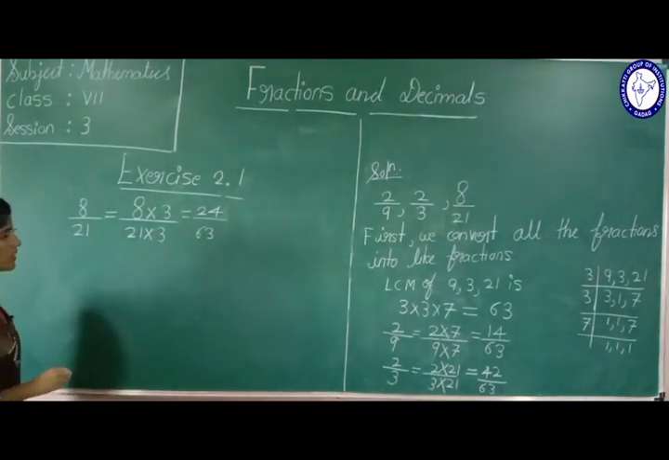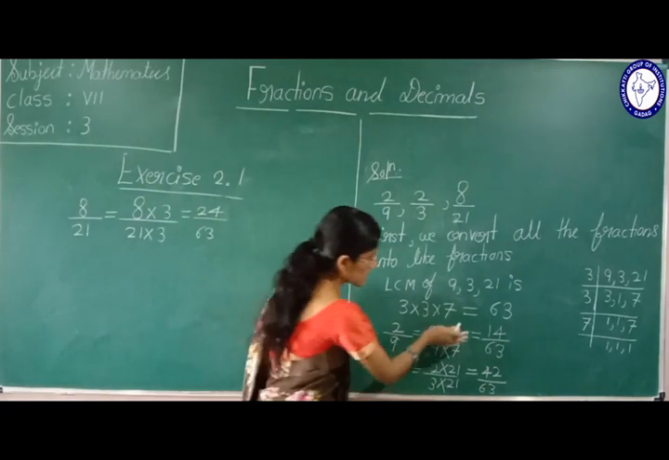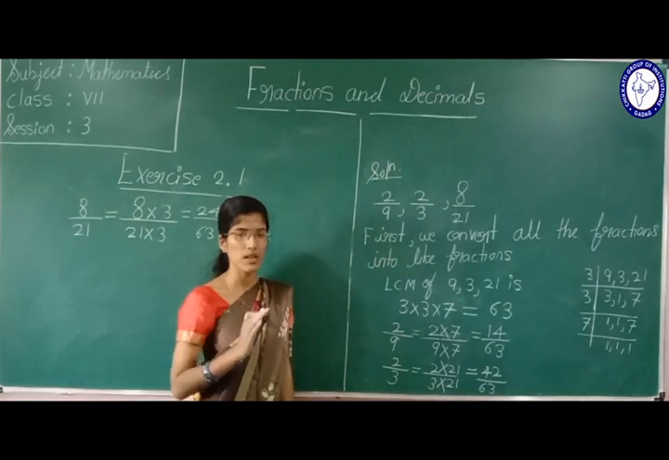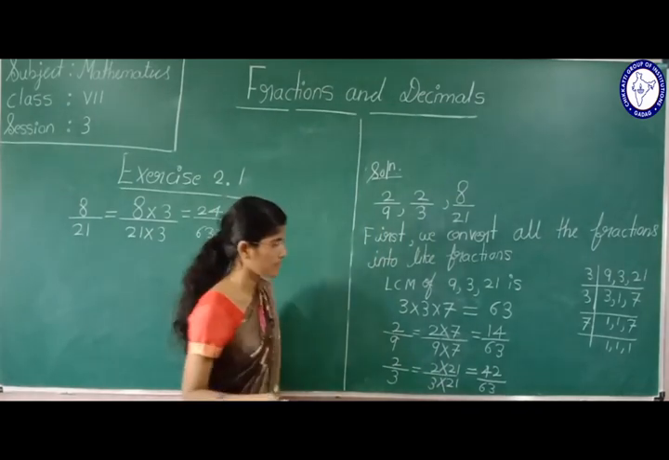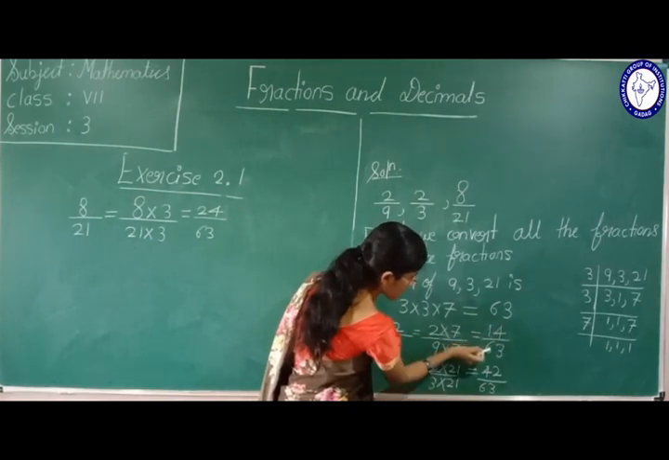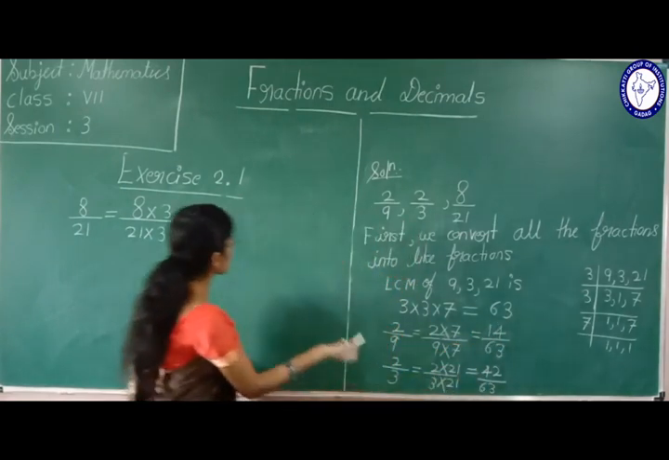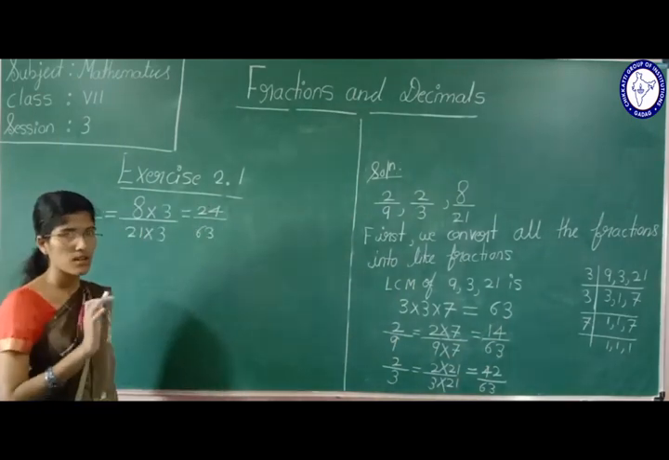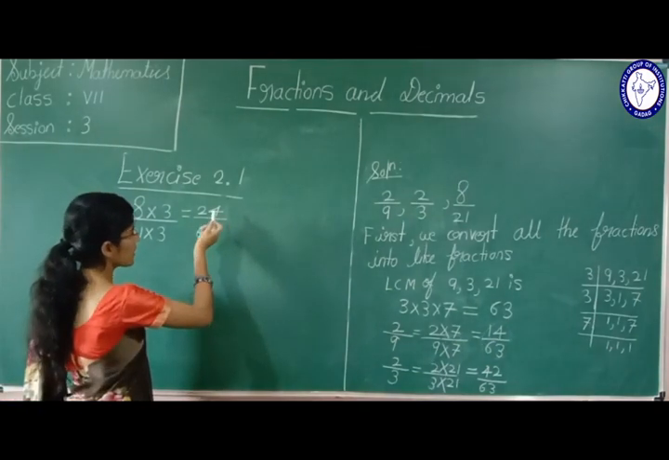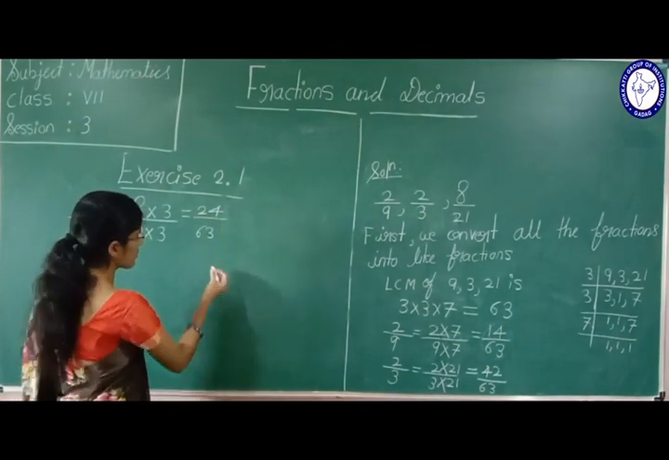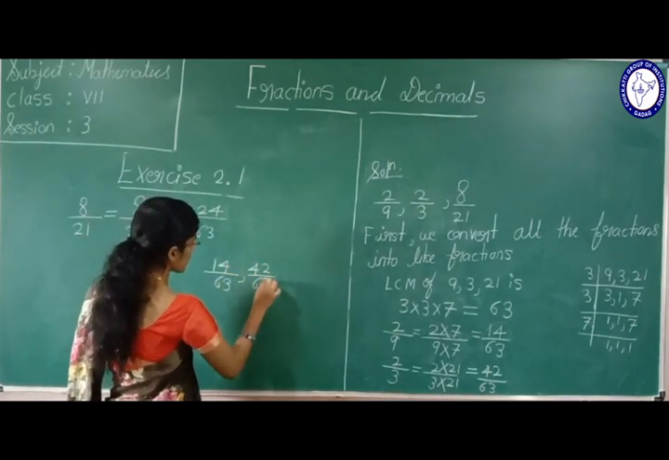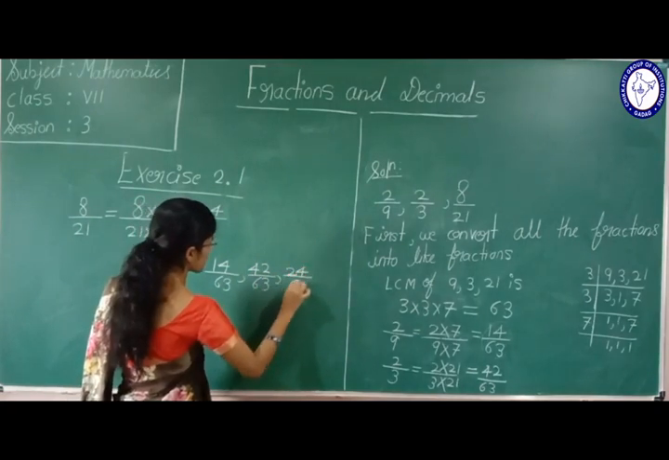Now see. Descending order means what? Descending order means bigger to smaller. Yes, bigger to smaller. Now see, here these are all like fractions. 14 by 63, 42 by 63, 24 by 63 are like fractions only. Now see, here in the numerators, you see what we got? 14 by 63, 42 by 63 and 24 by 63.